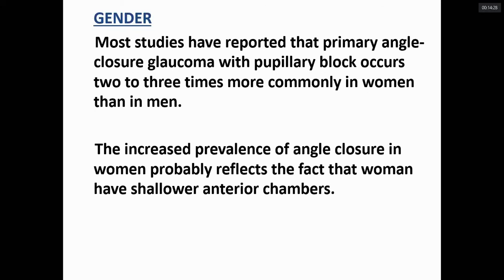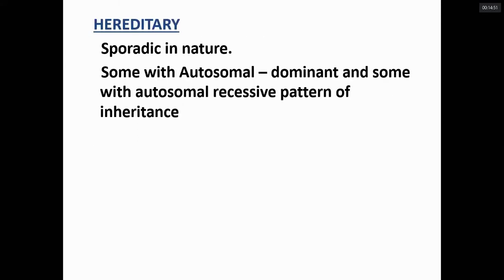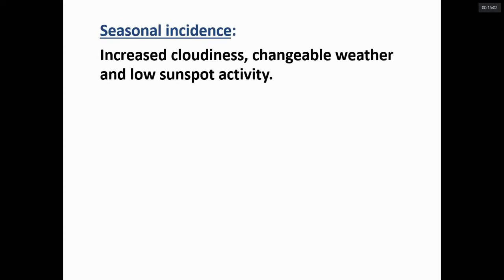Most studies have reported that primary angle closure glaucoma with pupillary block occurs 2 to 3 times more commonly in women than in men. The increased prevalence in women probably reflects the fact that women have a narrower anterior chamber. Regarding heredity, it is sporadic in nature, and some have an autosomal dominant and some a recessive pattern of inheritance. Hypermetropia has this type of glaucoma. Seasonal incidence is increased with cloudiness, changeable weather, and low sunspot activity.